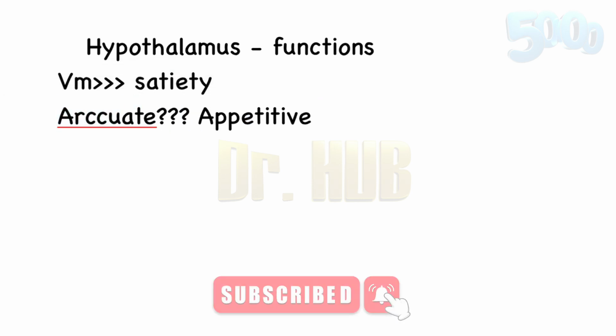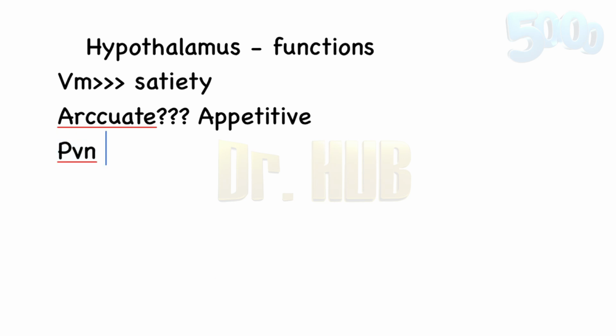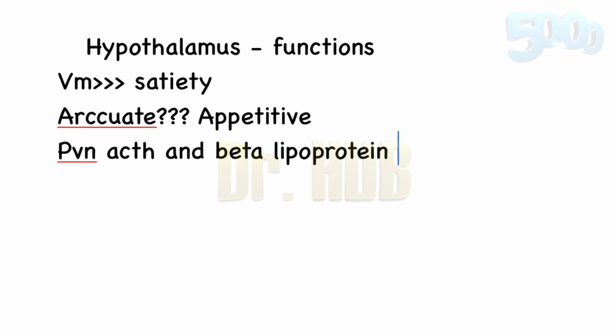Then moving on to the paraventricular nucleus, PVN, it causes the oxytocin release, the satiety, the ACTH, and also the beta lipoprotein, and blood pressure. So there is oxytocin release, there is satiety, the ACTH and the beta lipoprotein, and the blood pressure.